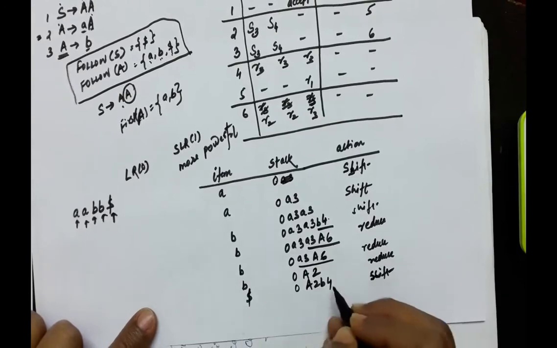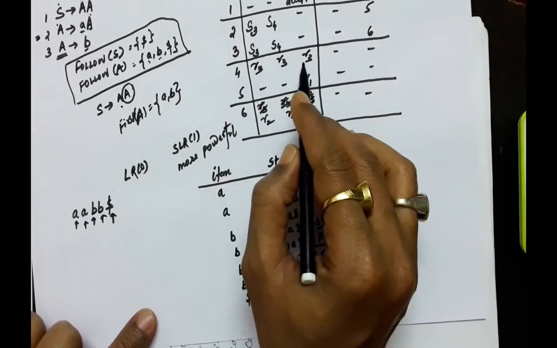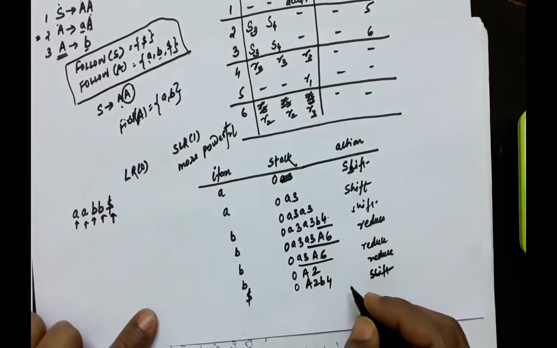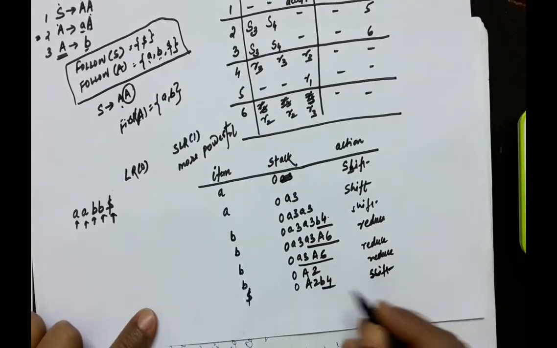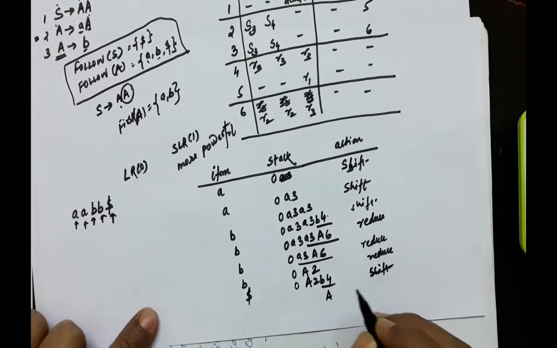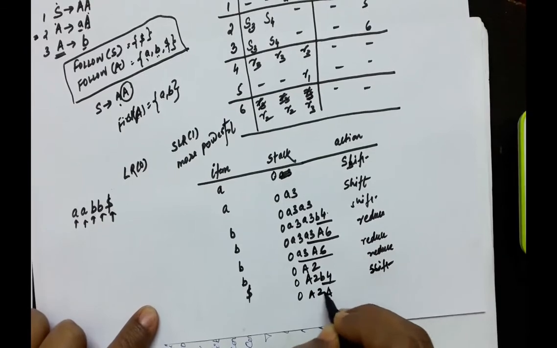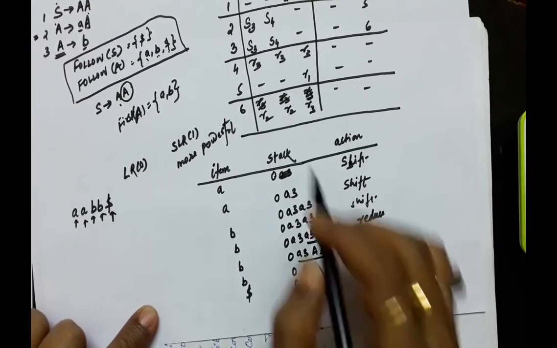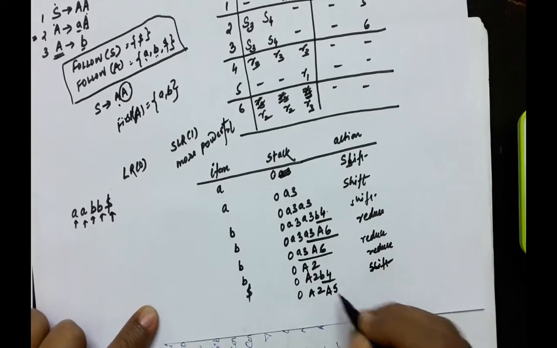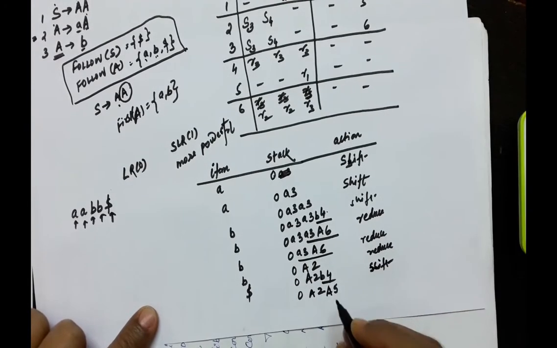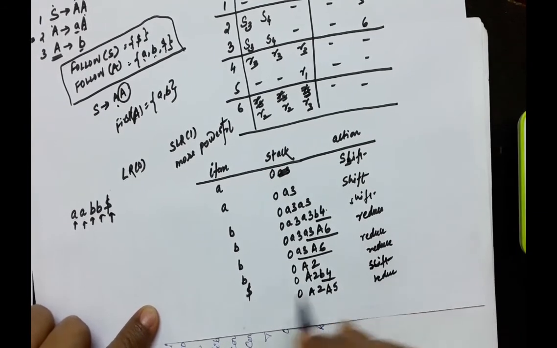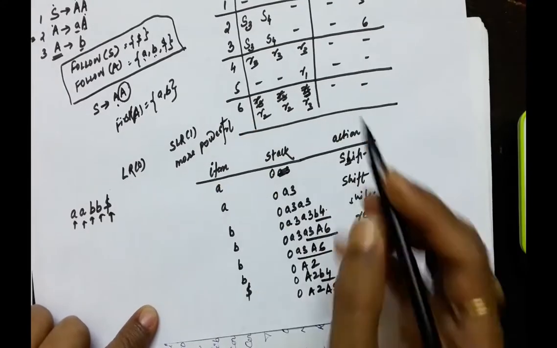Now we have the dollar symbol: 4 and dollar. 4 and dollar is R3. R3 means we have to reduce by production number 3, that is A produces b. So two symbols from the top of the stack will be removed and replaced by capital A. So 0 A 2 and capital A, and 2 on A is 5. Now we see 5 and dollar. 5 and dollar is R1.